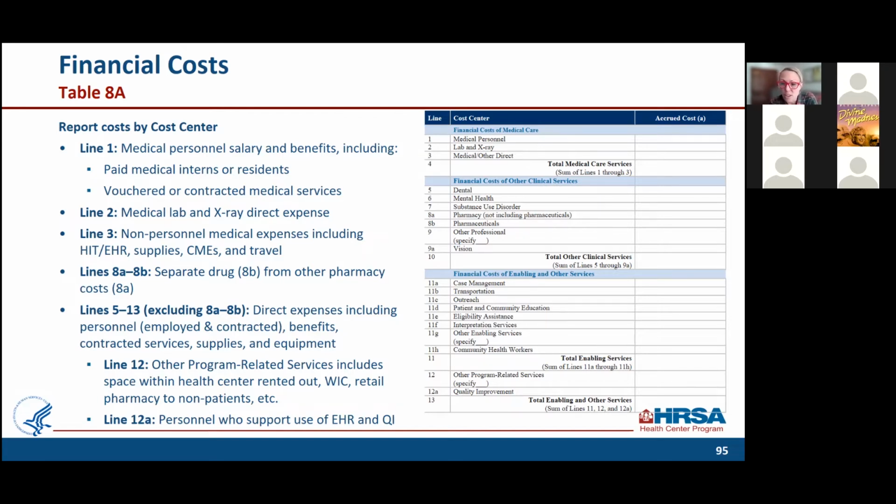Two other notes on line 12, other related services includes space rented out within the health center. It also includes WIC, retail pharmacy to non-pharmacy, to non-patients. And line 12A, quality improvement, includes the personnel dedicated to HIT, EHR design, and quality improvement.